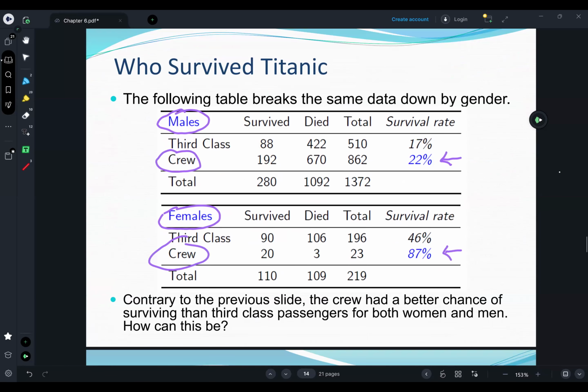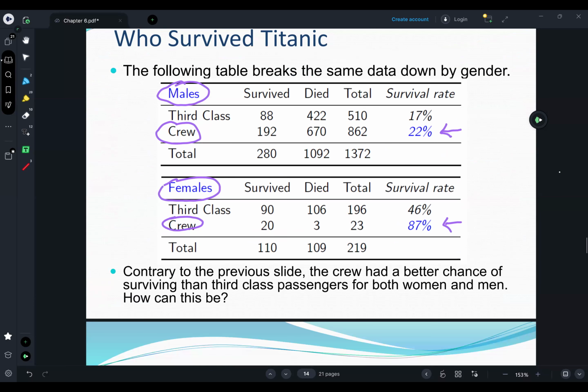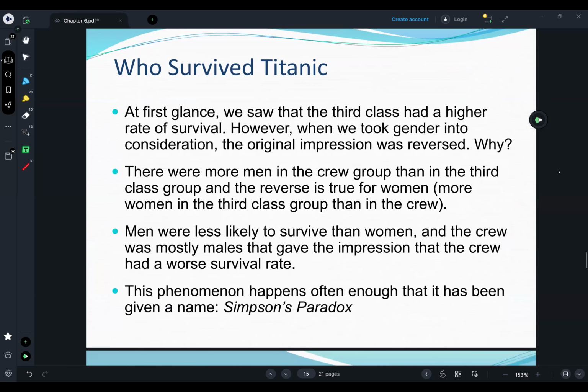So there's a couple of things happening here, not just women and children first. They did that, of course, but also in the crew there were more men. So that is why it changes too. There were more males than females. So that's what changes it. Adding that variable, at first glance, it looks like the third class had a higher survival rate. However, when we take gender into consideration, the original impression is reversed. You think it's going to be this, but then you add another variable and it reverses.